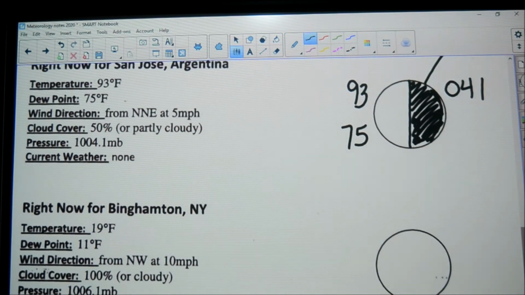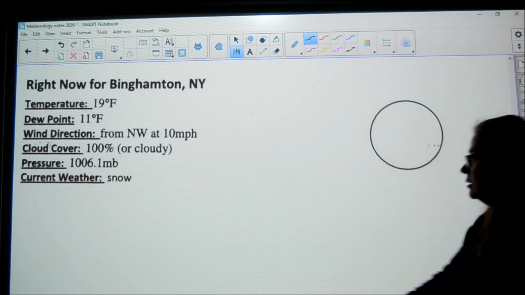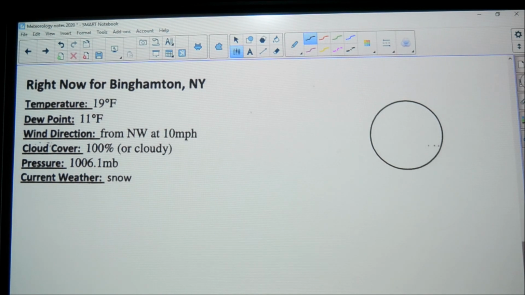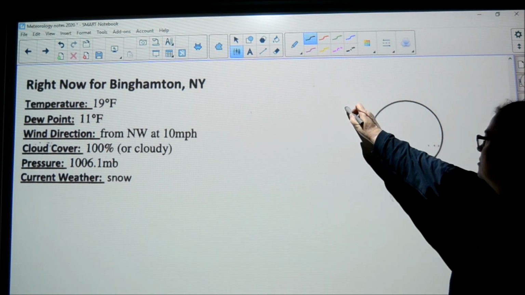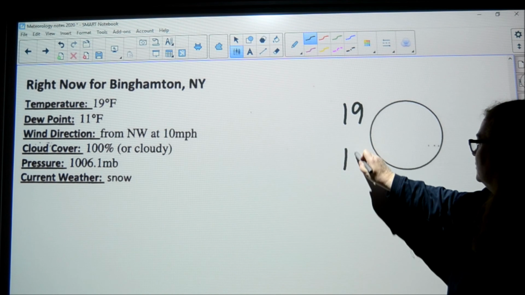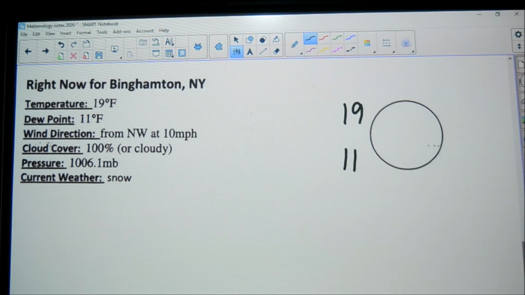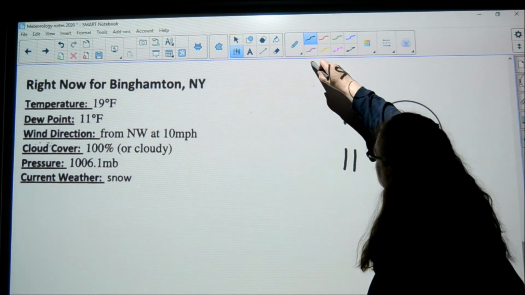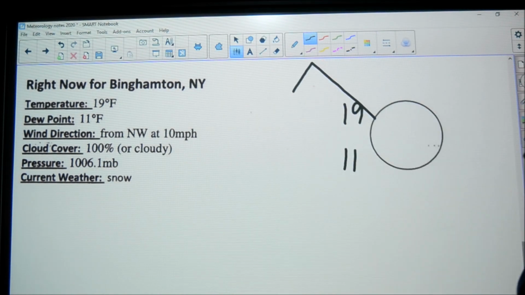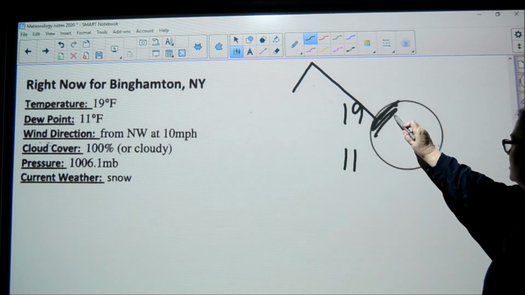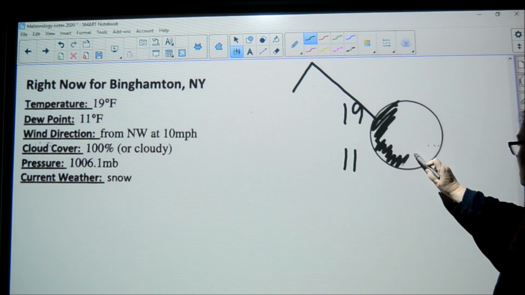Last one, Binghamton, New York. Binghamton, 19 degrees Fahrenheit. My dew point is 11. My wind direction is coming from the northwest. 10 miles per hour, we're going to say 10 knots. 100% cloud cover. So that means the whole thing is colored in.